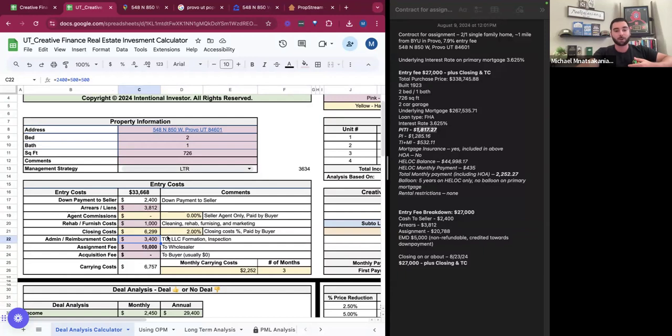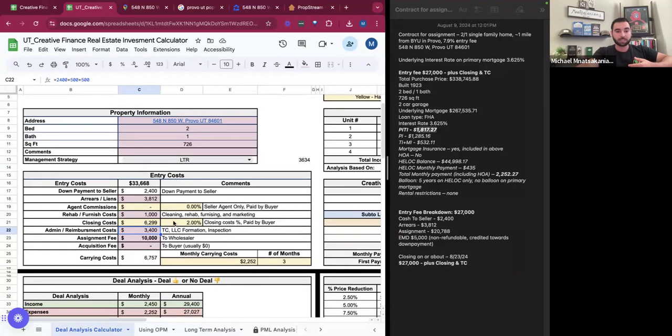I treat that as a separate cost from the closing costs. Because typically when I'm buying and I'm raising capital to buy deals, I'm paying the TC, LLC formation and inspection throughout the process of closing. And then when I raise the capital, I need to get those funds reimbursed. That's why I put that in there.